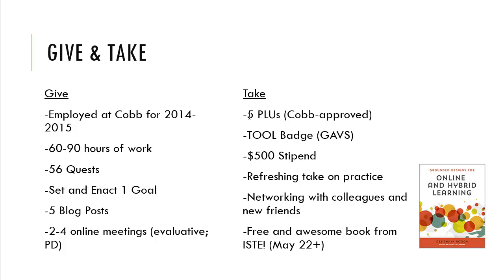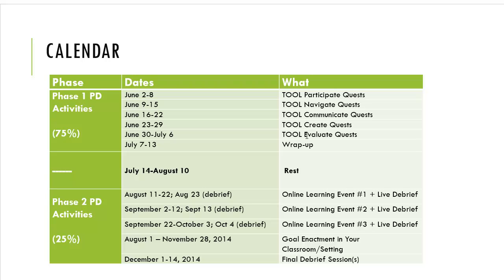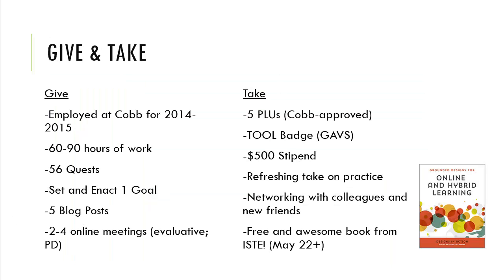What you get out of this is a lot of stuff. You get 5 PLUs that will be Cobb approved. We'll deal with that Cobb paperwork, by the way, in January of 2015, and we're working with them and getting them to approve this as we speak. You can get the tool badge if you decide to do all of these quests, all 5 of those major quest areas. If you go for that, you'll get a tool badge out of it. That's something cool you can put on your Vita and you can brag to your friends about. You'll get a $500 stipend if you do all of the things that are tied to that.